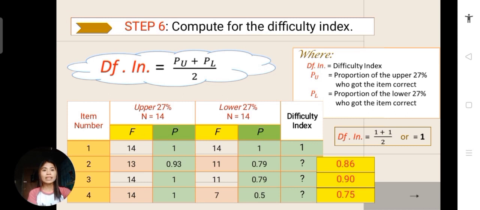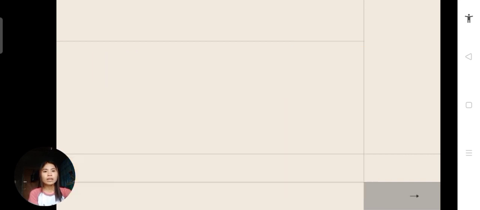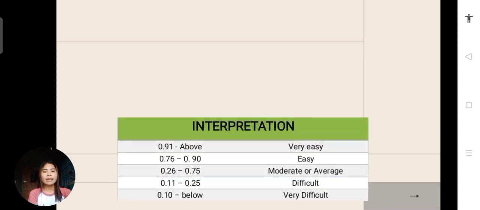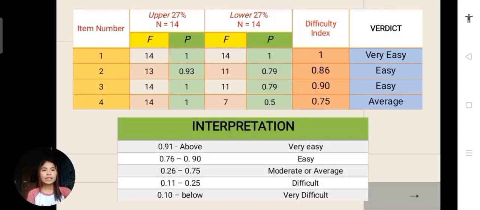Note that in computing for the difficulty index, all we need to do is substitute all the given proportion values in each item into the formula. So, next is the interpretation. From the previous slides, we solved for the difficulty index.